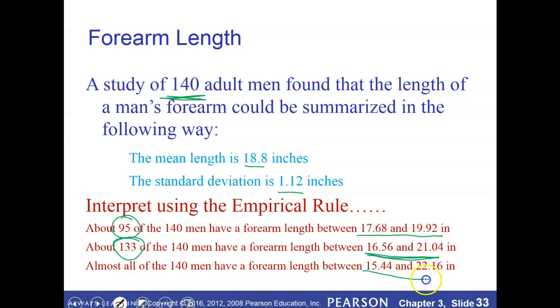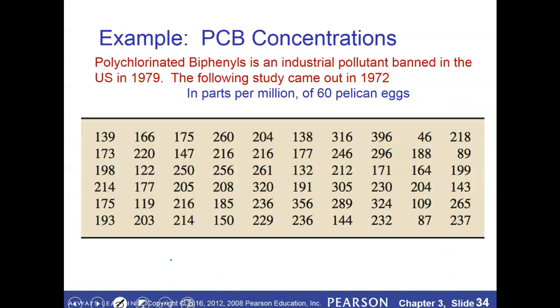And then finally, we have 3 standard deviations above the mean. That's 99.7% of the data falling within 3 standard deviations of the mean. And so if I take 0.997 times 140, that would actually round to 140. We would expect all of the men to be within 3 standard deviations of the mean. Okay? That's the empirical rule.